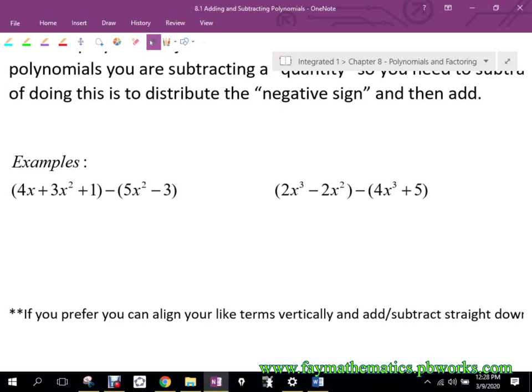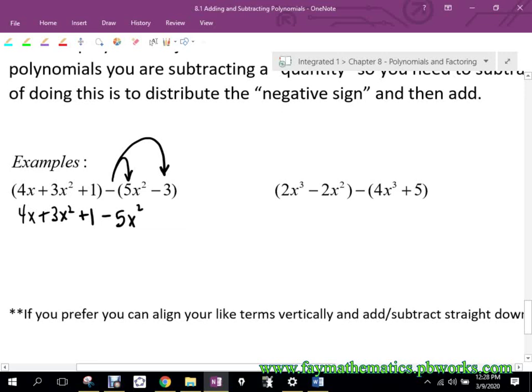The idea here is that what is in this set of parentheses, those 3 K cups, I've got to remove them all, right? So when I look at this up here, I have to remove not only the 5x squared, but I have to remove this negative 3 as well. Is that okay with everybody? Okay. So the quickest way to do this without getting yourself into hot water is to distribute the negative to everything that's back here. So you're going to rewrite the first set as 4x plus 3x squared plus 1. That doesn't change. But now when I distribute that negative, it's going to make this negative 5x squared, and what's that 3 going to become? Positive 3, right? Okay.